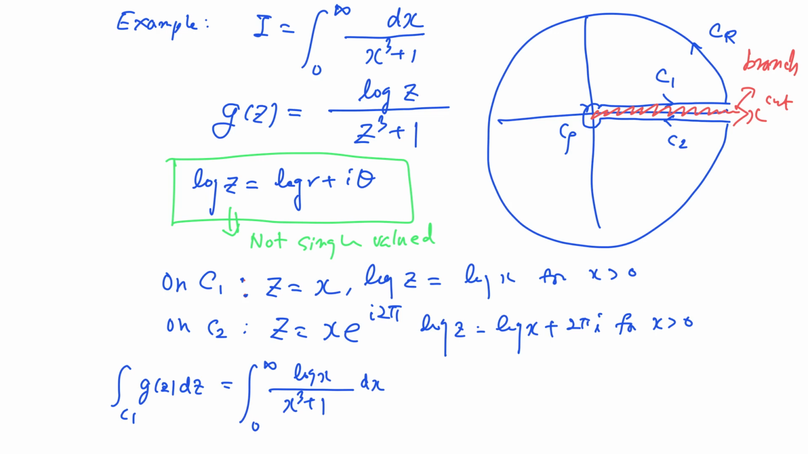How about C2? C2 is from infinity to 0, right? The direction is from infinity to 0, of log x plus 2 pi i over x cubed plus 1, dx.